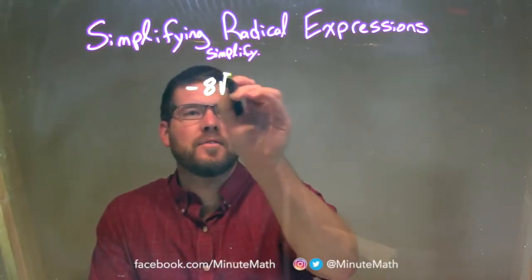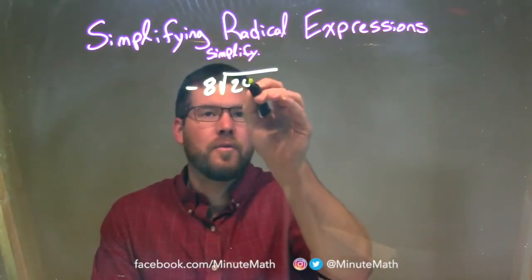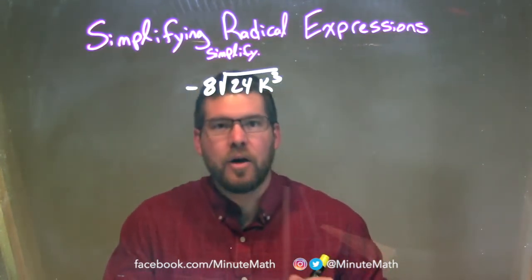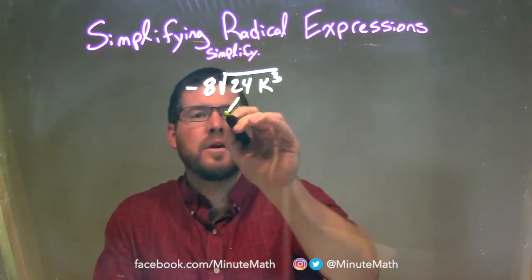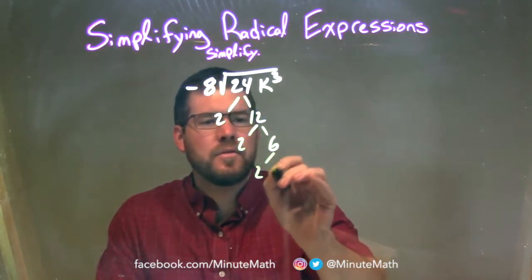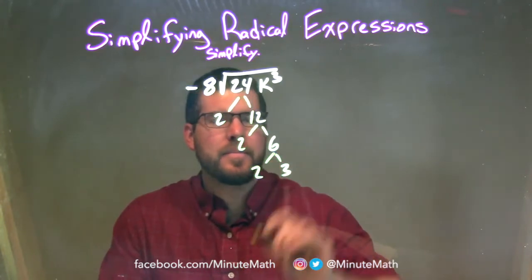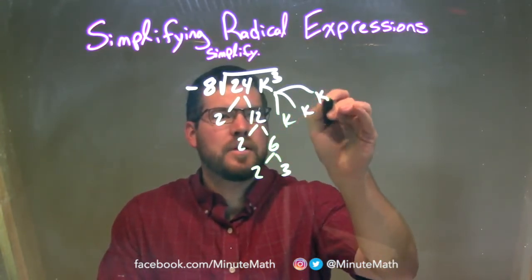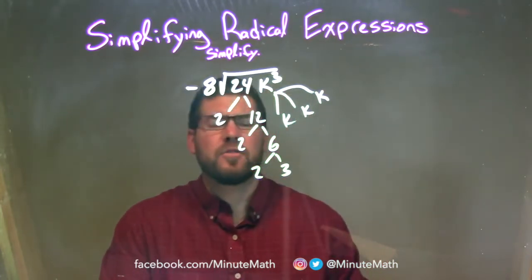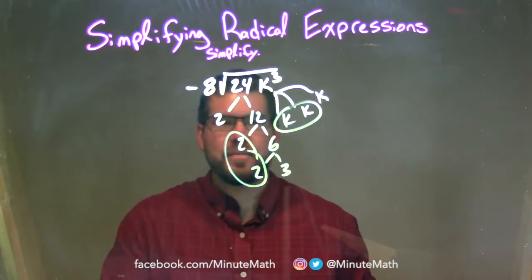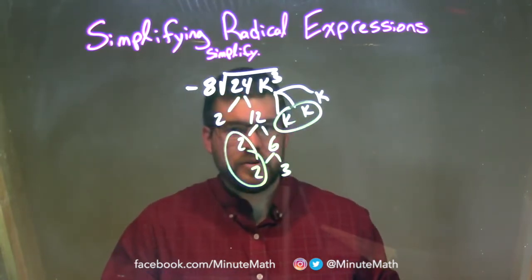Negative 8 times the square root of 24k to the third power. Well, I want to break down 24 to our prime factorization. It's 2 times 12, and 12 is 2 times 6, and 6 is 2 times 3. Okay, k to the third is just k times k times k. Okay, so now circle our pairs. I see just a pair of 2's and a pair of k's. Okay, everything else is just lone rangers by themselves.